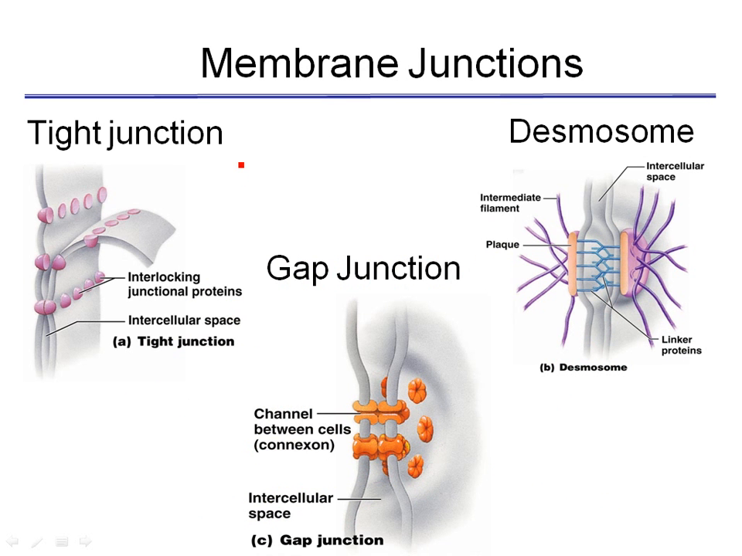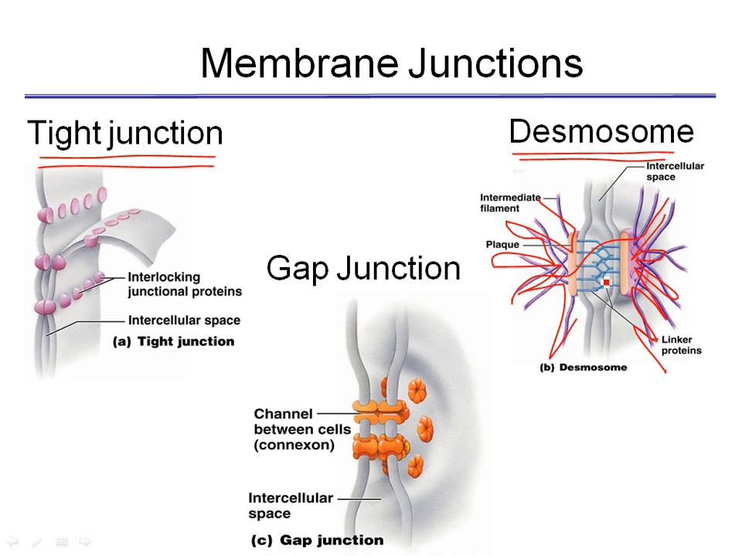Cells are connected to each other by membrane junctions. If peripheral proteins connect them in such a way that they're locked together and they do not share cytoplasm, that's called a tight junction. If the peripheral proteins lock them together, they still don't share cytoplasm. However, you can see this one looks really different.